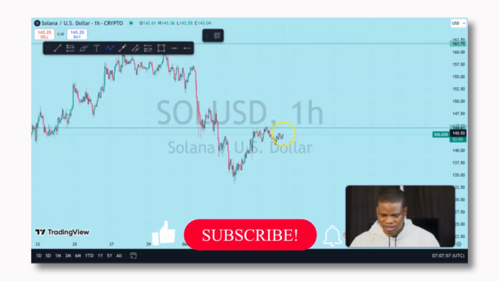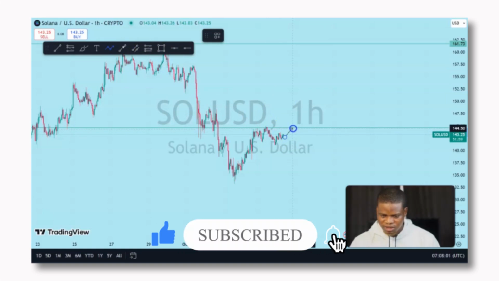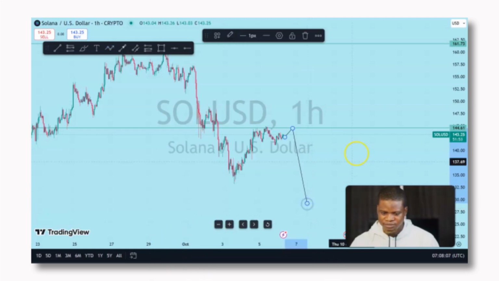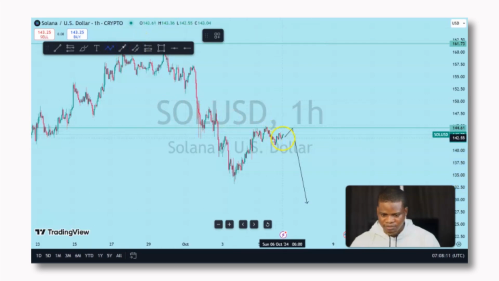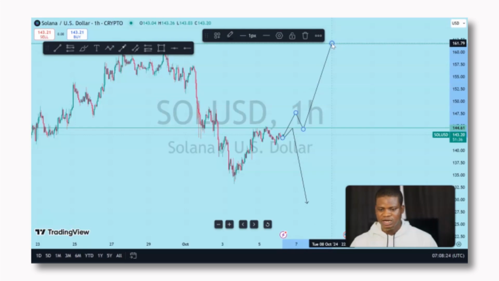The first scenario is that the market goes to this area of resistance, bounces and starts reversing, and you look for opportunity to sell, targeting a lower high. That is the first scenario. The second scenario is that the market goes to this resistance, breaks it. When it breaks it, it comes back and turns the resistance to support and now starts going up. So these are two scenarios that can happen.